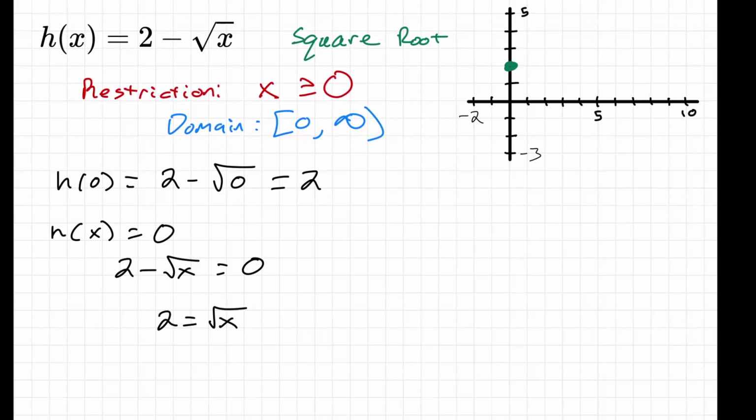All right, so make sure you see here, we had 2 minus the square root of x, so I add the square root of x to both sides. What can I do once I do that? How do we get rid of the square root? Square both sides, right? So we'll get 4 equal to x, and guess what? We actually have an x-intercept too, right?